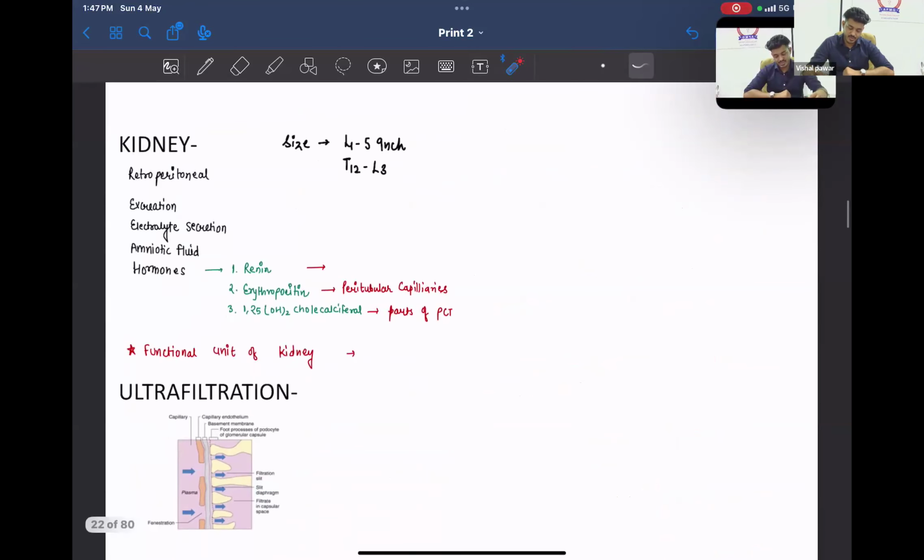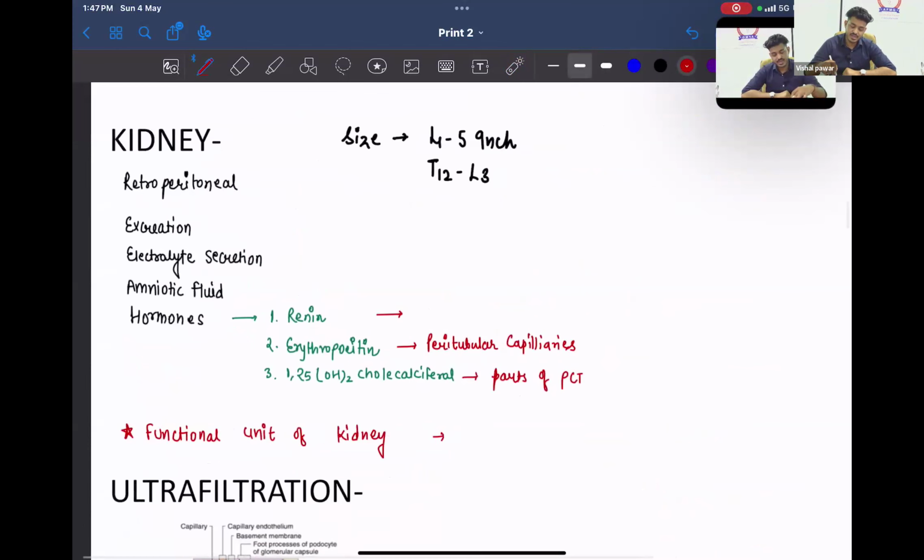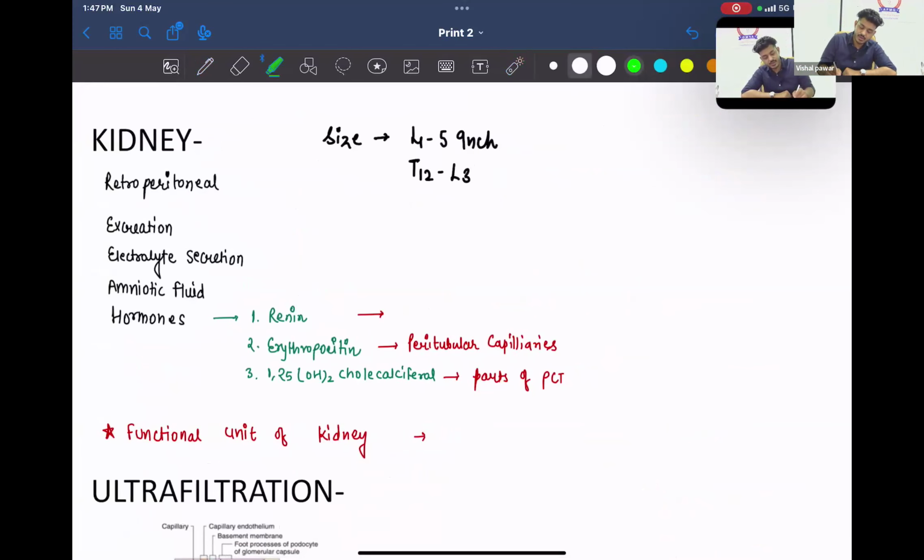Now we are going to discuss the second chapter, that is going to be the kidney. What is the function of kidney? What is the size of the kidney? Kidney is going to be 4 to 5 inch. What is the extent of kidney? From T12 to L3. It is going to be a retroperitoneal organ. That means it is present on the backside of the body, right?